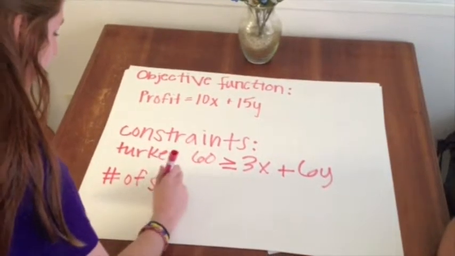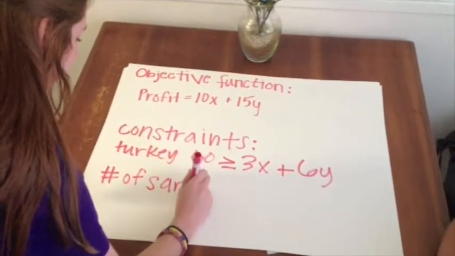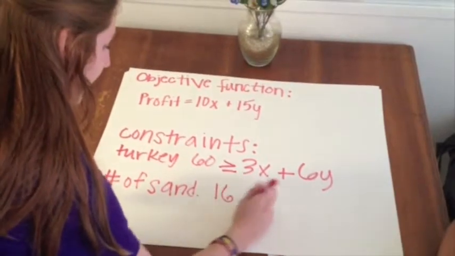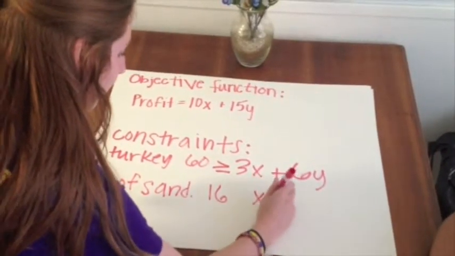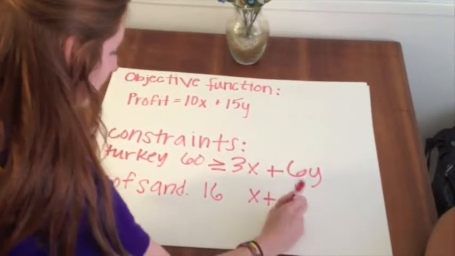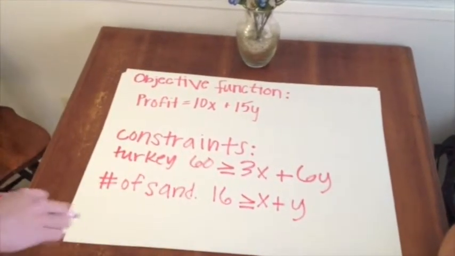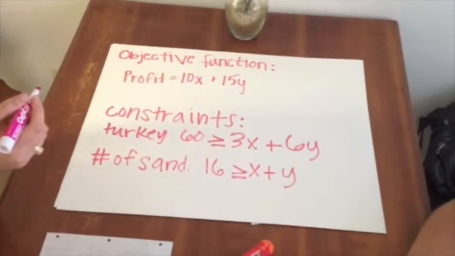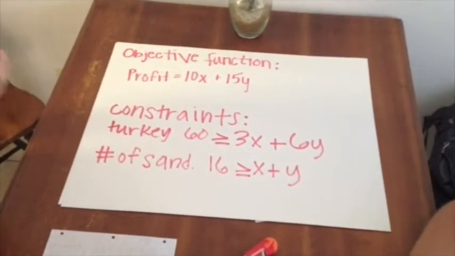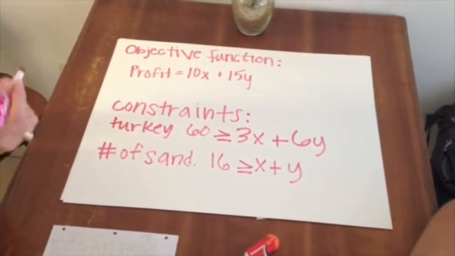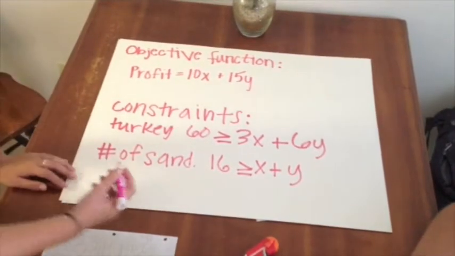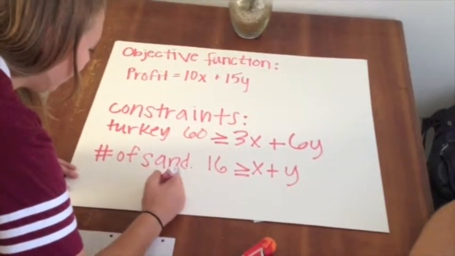Our other constraint is the amount of sandwiches we can make. We can only make 16 before we have to go to class. So the amount of single plus double-decker sandwiches has to be less than or equal to 16. And those are our constraints. Don't forget about our implied constraints. Since we can't make negative sandwiches, both x and y need to be greater than or equal to 0.